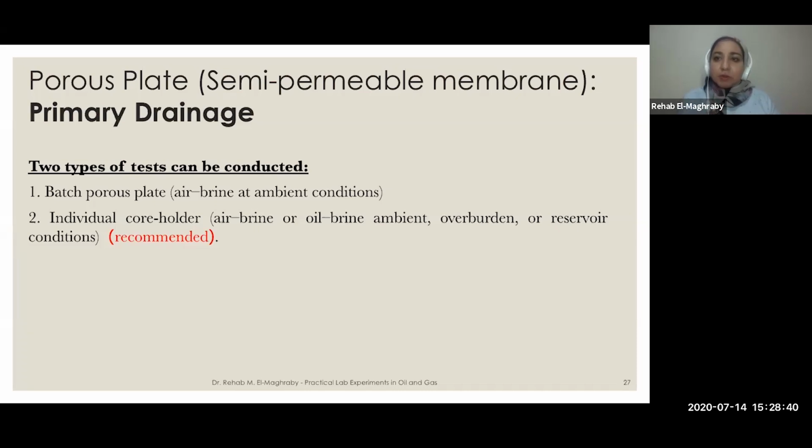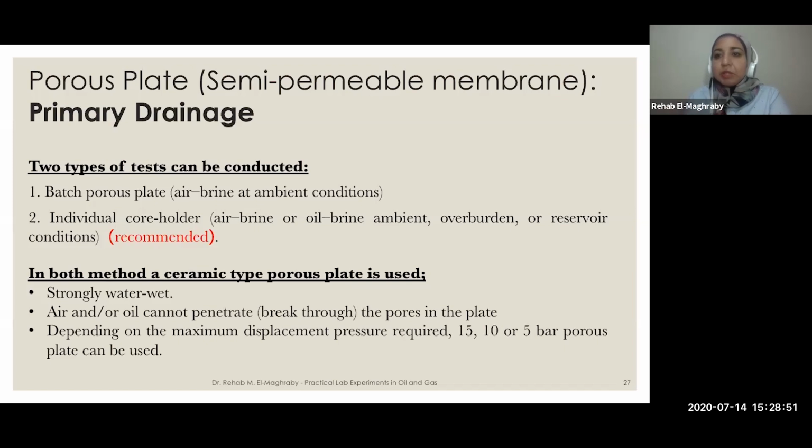So in this experimental work, I will show you how the porous plate experiments are conducted. Let's start with the patch porous plate first, but I want you to know what is meant by the porous plate. In general, a porous plate is a disc. I will show you in the video. It is a disc, and it is strongly water wet, so it will allow only water to invade it. It will not let any air or any oil as a non-wetting phase invade it or break through it.